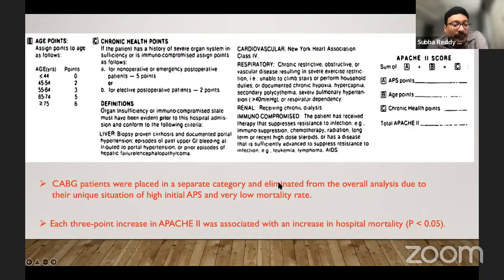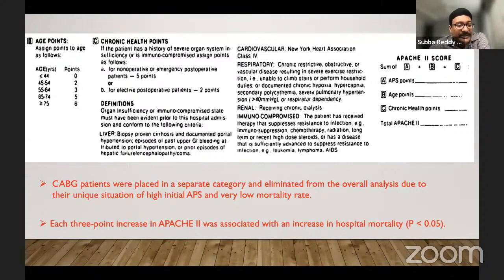But as I told previously, the CABG patients were placed in a separate category and eliminated from the overall analysis due to their unique situation of high initial physiological variables. Their heart rate may be high, and their BP may be low or high, but they have low mortality. So their physiological variables do not fit into the mortality prediction.